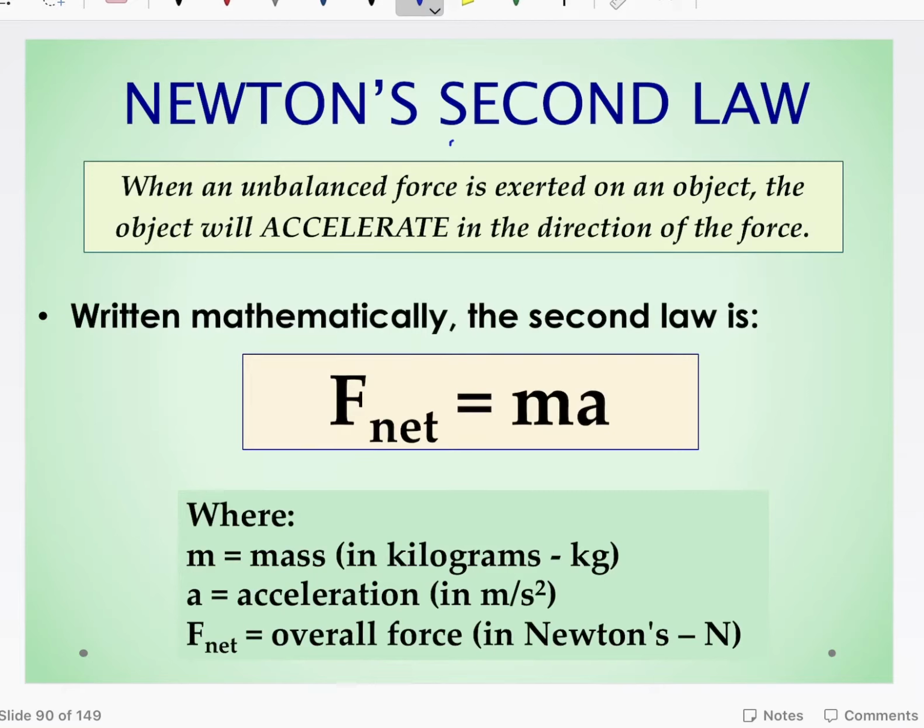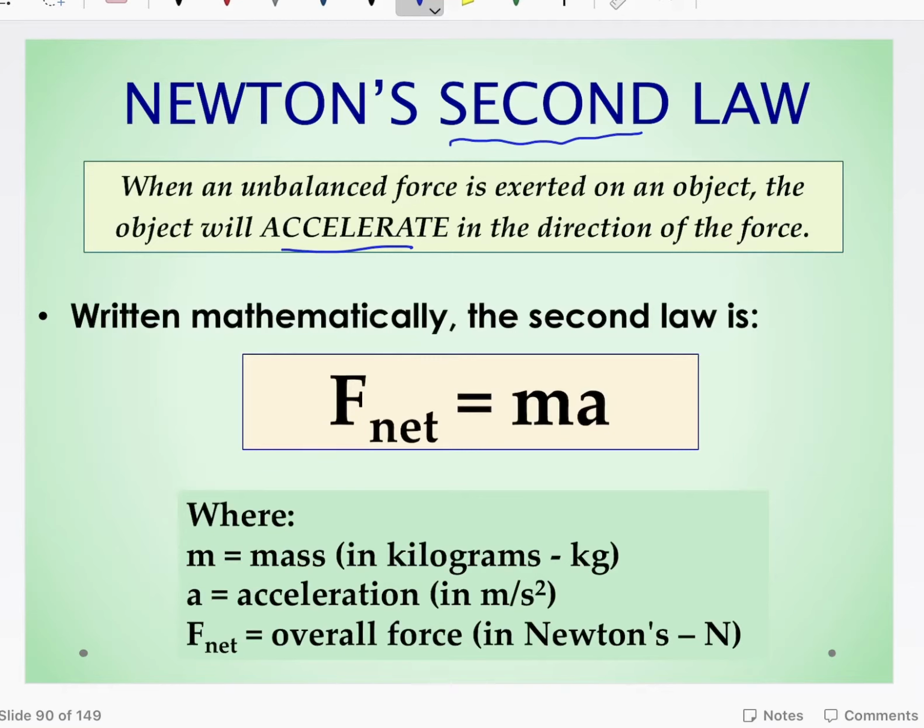So that brings us into Newton's second law. Newton's first law is an object at rest remains at rest, and an object in motion remains in motion unless acted on by an outside force. Newton's second law states that when an unbalanced force acts on an object, the object will accelerate in the direction of the force. Okay, let me talk that through in simple terms.